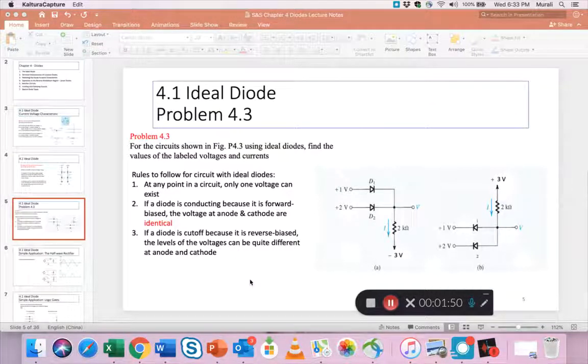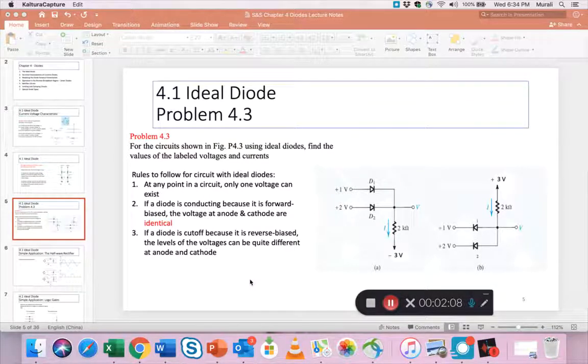You cannot have a point in a circuit that has plus 5 volts and plus 6 volts, or plus 8 volts and minus 2 volts, right? At any point, there can only be one voltage. Now this is obvious, it's very simple, you should know it by now, but sometimes we miss the importance of it. So that's one thing to remember.